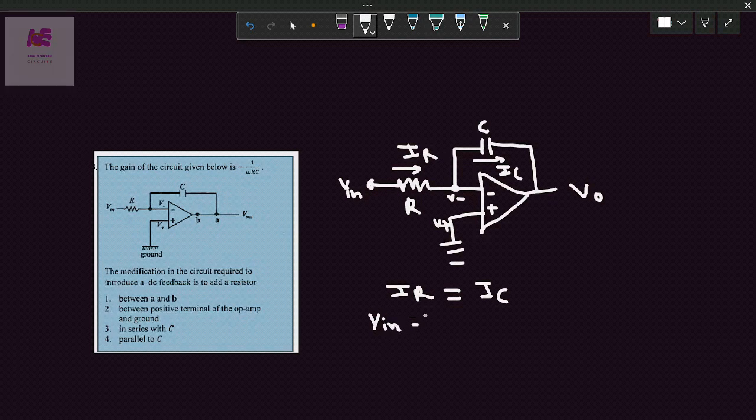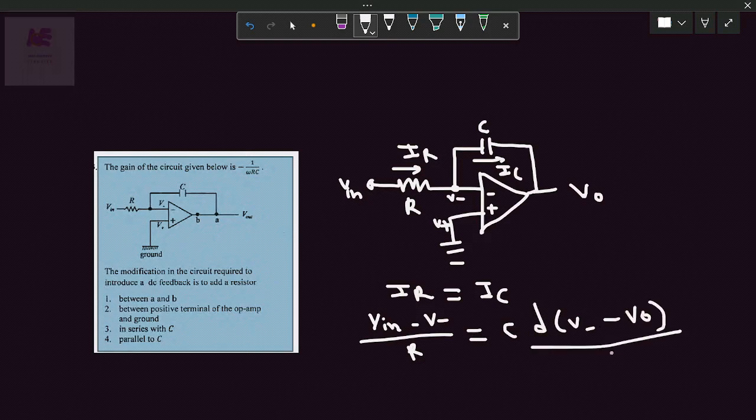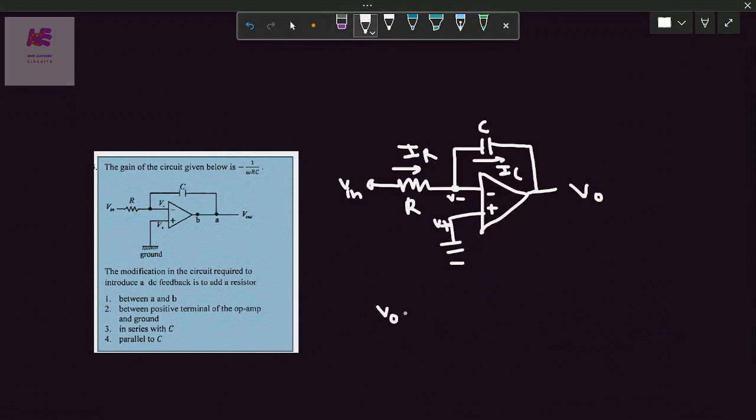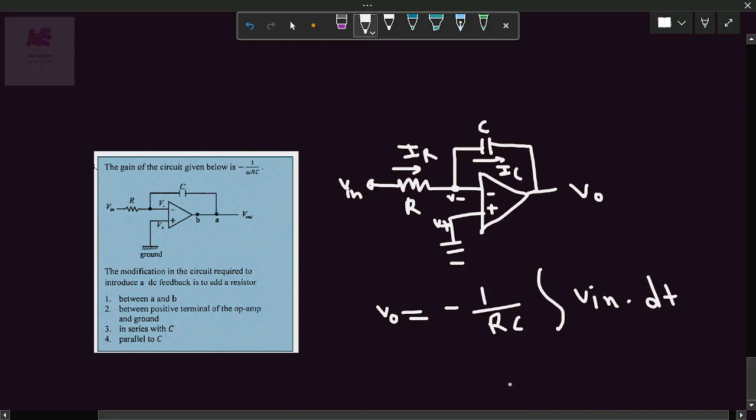V in minus V minus by R, that is nothing but IR, and the current flowing through the capacitor is nothing but C times the differentiation of V minus minus V out by dt. After solving, what we are getting, V out is equal to minus 1 by RC times the integration of V in dt. So this type of circuit is nothing but the integrator, and this is the ideal integrator.